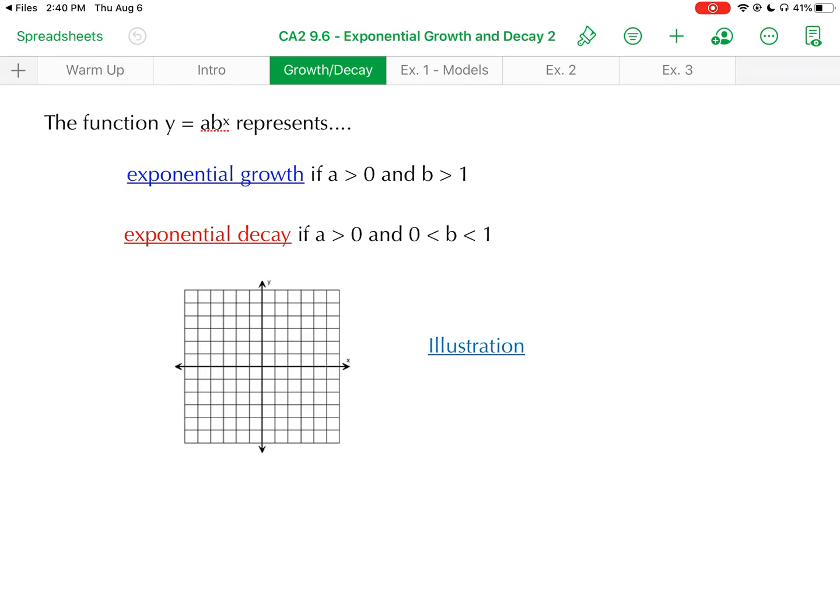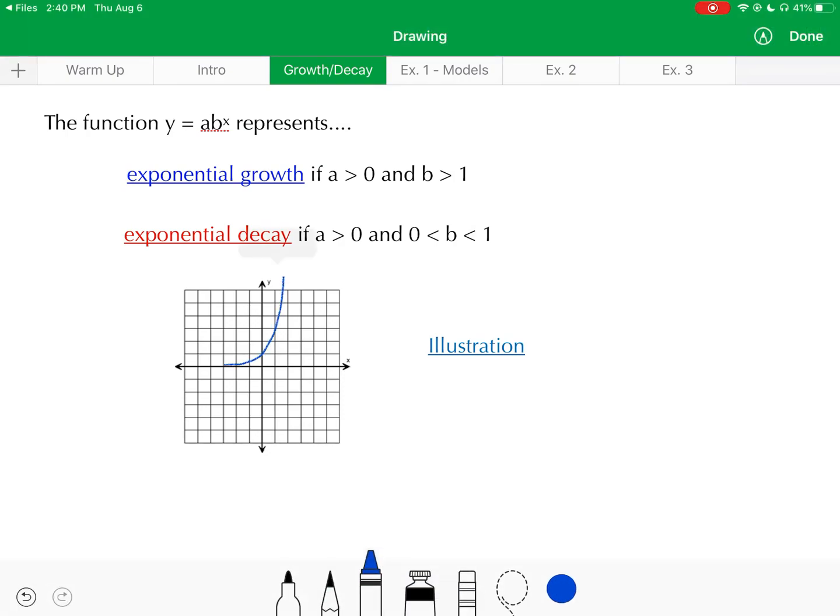And if you were to look at a graph of an exponential growth situation, it would look something like this, okay? As you move from left to right on the curve, as your x values are increasing, so are your y values. So that's the idea of growth, okay? And then exponential decay would occur if a is greater than 0, but b is a number between 0 and 1. Okay, that curve would be doing something like this. Right? So as your x values are increasing, your y values would be decreasing.